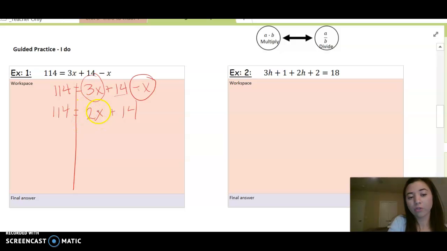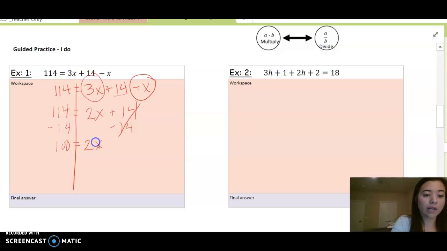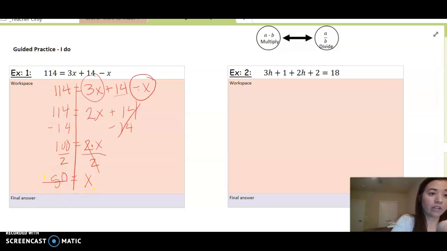So again, I have 2 times x plus 14. Remember, we get rid of our constant first, the person furthest from us. Or you could think of it as we get rid of the addition and subtraction first. So I'm going to go ahead and subtract 14 from both sides. Those cancel, and I get 100 equals 2x. Remember, that means 2 times x. I'm going to get rid of that by dividing. What I do to one side, I do to the other. And x is going to equal 50.